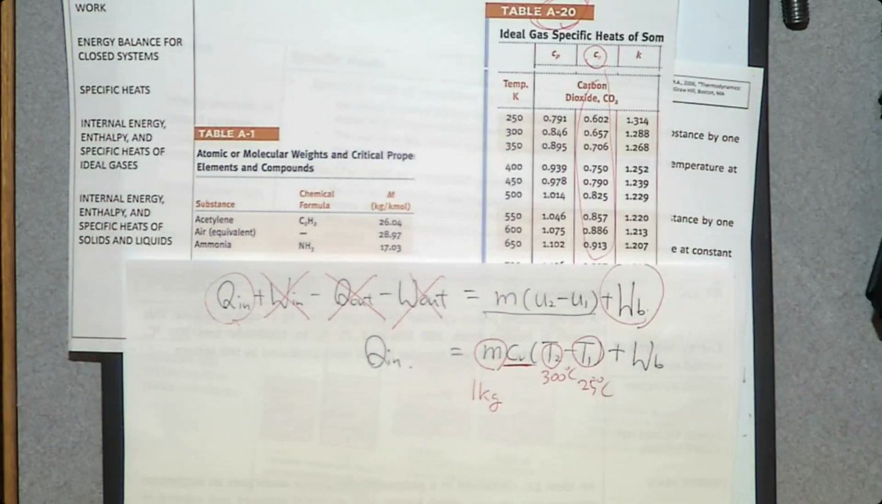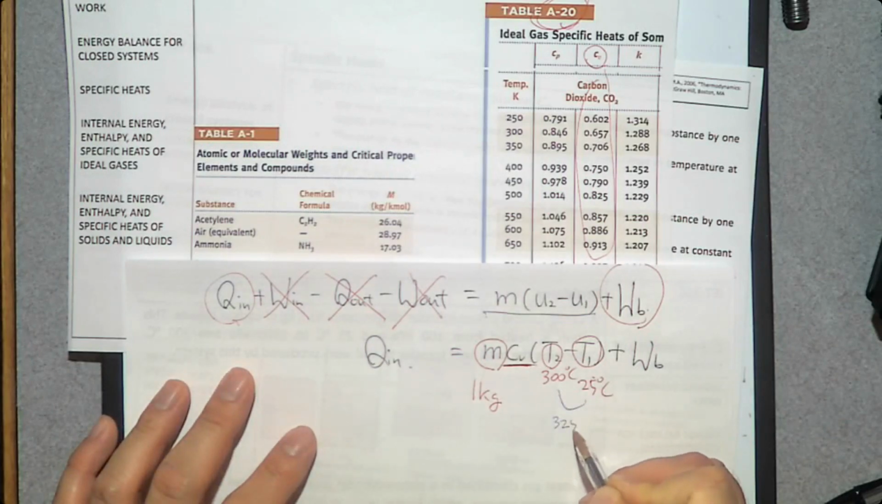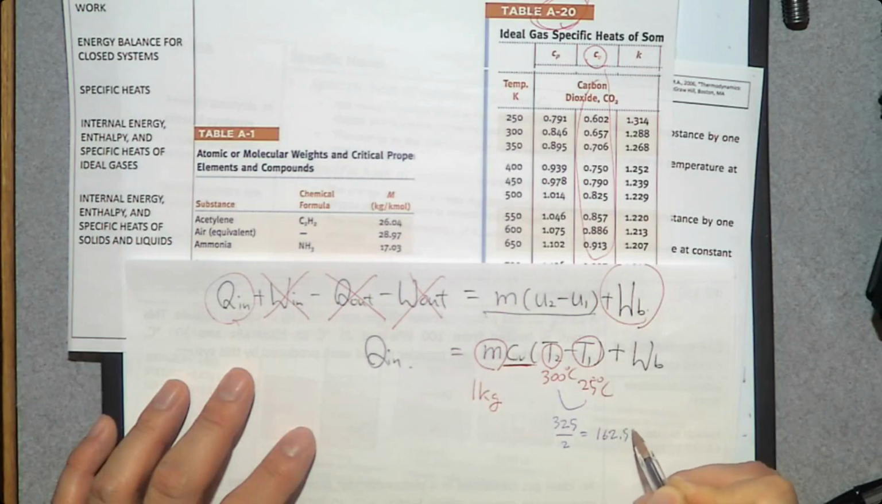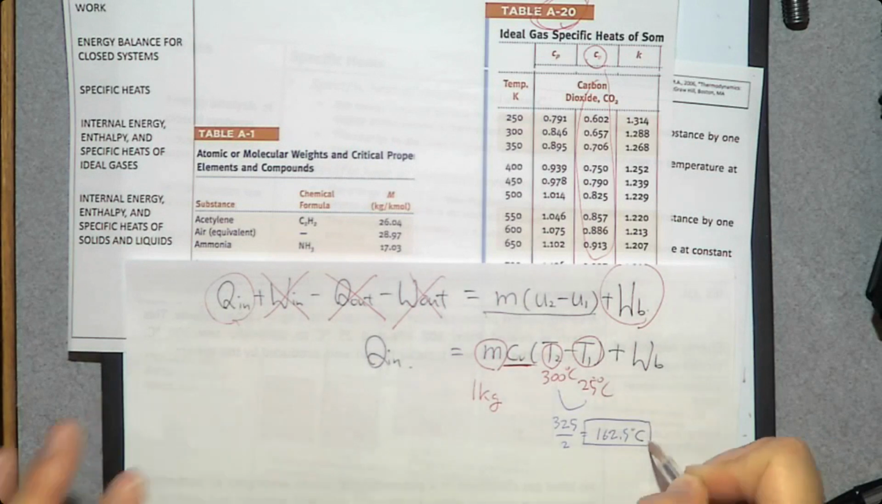So now there is a problem. Initially 25, finally 300. So at which temperature are we going to evaluate this CV? 25? 300? None of them. We are going to evaluate specific heat at the average temperature. So what is the average temperature? 325 divided by 2, 162.5 degrees Celsius. So this is the temperature when we evaluate specific heat.